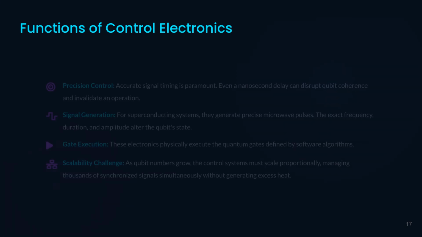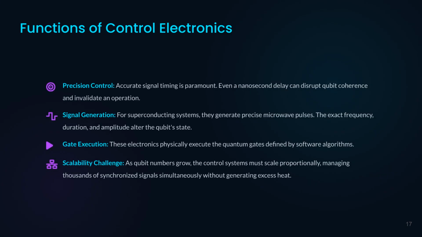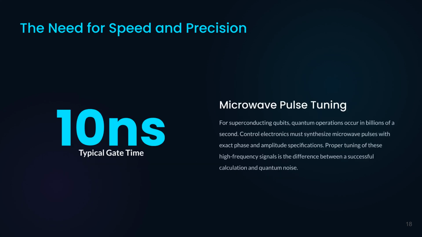Control electronics must provide precision timing and signal generation, physically executing quantum gates defined by software. As qubit counts increase, the primary challenge is scaling these systems to manage thousands of signals without generating excess heat. Speed and precision are vital. For superconducting systems, typical gate times are around 10 nanoseconds. Control electronics must tune these microwave pulses with exact phase and amplitude, separating successful calculations from destructive quantum noise.